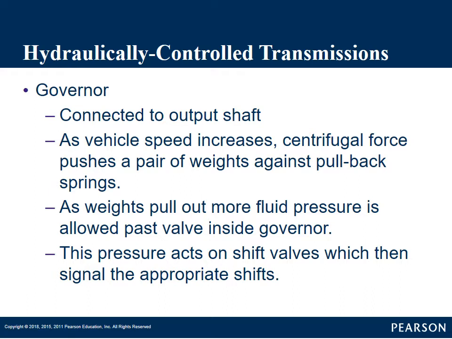If you're cruising at highway speeds and you want to pass somebody and you step down on the throttle real hard, then throttle pressure overcomes governor pressure, causes the transmission to downshift, and then you can pass somebody on the highway. But governor pressure and throttle pressure act together. One has got to overcome the other one to control shifts inside a transmission.